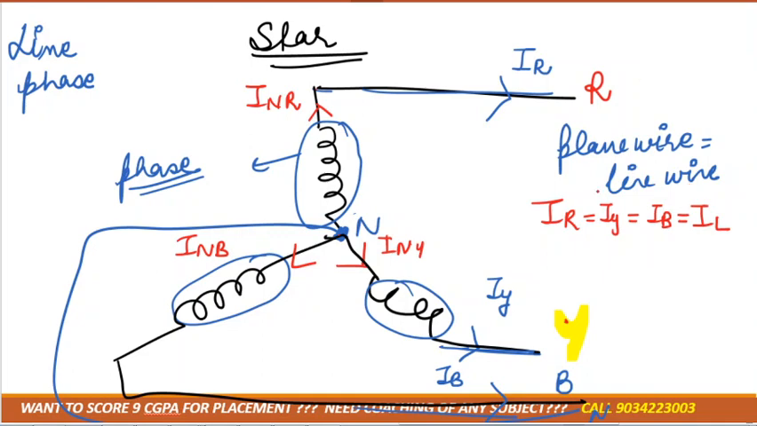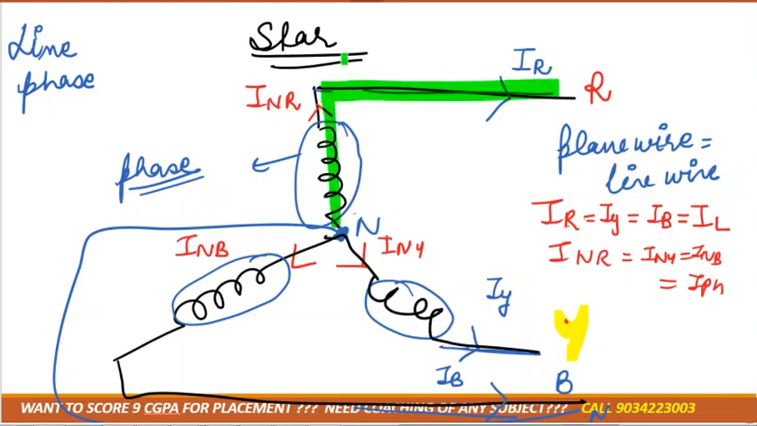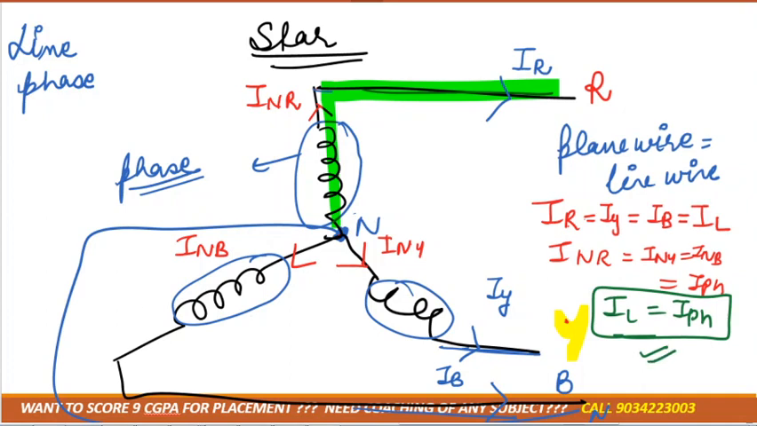Now the next is the phase current. Phase current is the current flowing across the winding, that is INR is equal to INY is equal to INB is equal to IPH. Right or not? So tell me, according to you, are IR and INR the same current or different currents? IR and INR would be the same current because there is no current diversion, right? So from this, can we conclude that line current would always be equal to the phase current in star? Yes or no? Okay, understood?